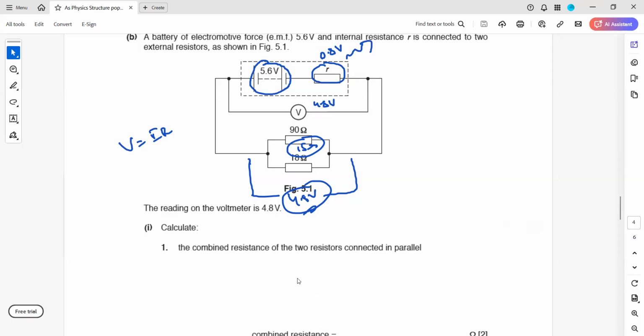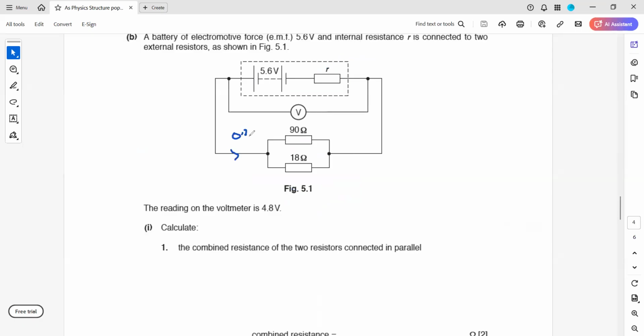When we work out the current here, we get 0.32 ampere. It means the same current of 0.32 ampere is coming from the battery and the same current is returning through the internal resistance. The current divides into branches here, then combines and returns. So the current in this parallel combination is the same current coming out from the battery.